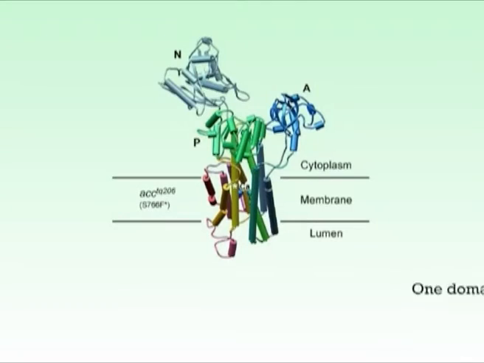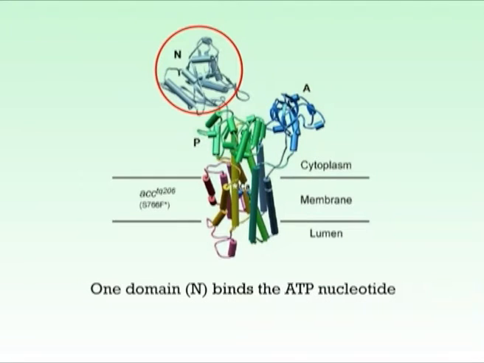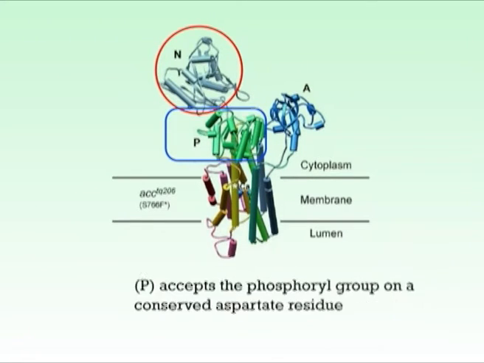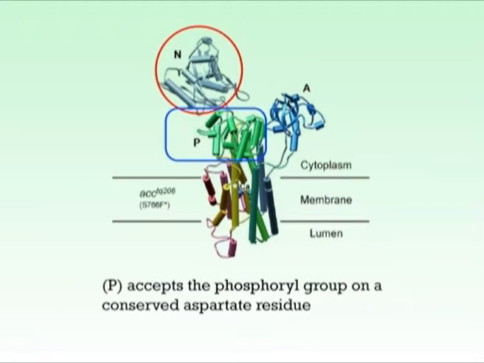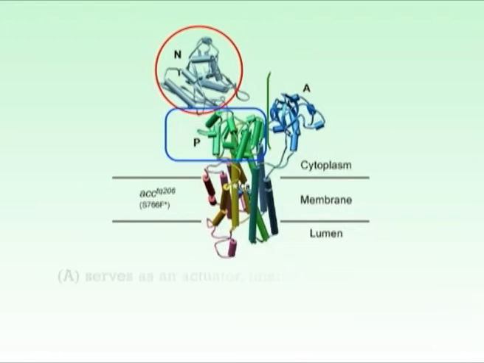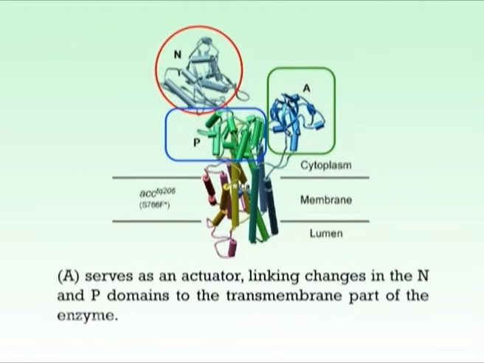A large cytoplasmic headpiece constitutes nearly half the molecular weight of the protein and consists of 3 distinct domains. The 3 cytoplasmic domains of the SERCA have distinct functions. One domain, N, binds the ATP nucleotide. Another domain, P, accepts the phosphoryl group on a conserved aspartate residue. And the third, A, serves as an actuator, linking changes to the N and P domains to the transmembrane part of the enzyme.